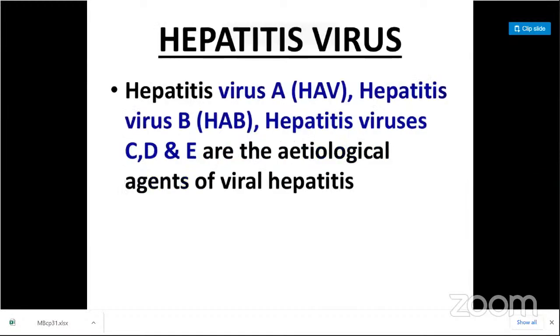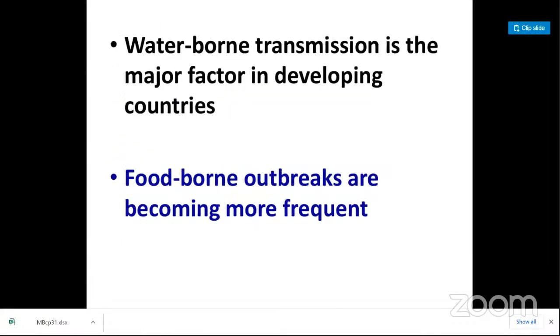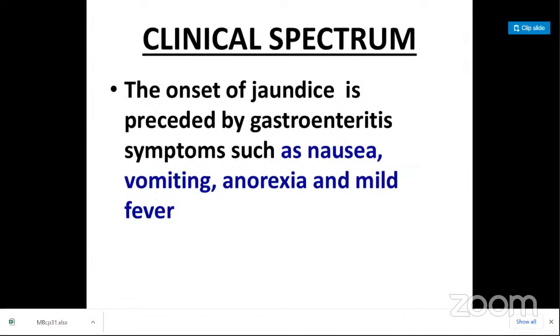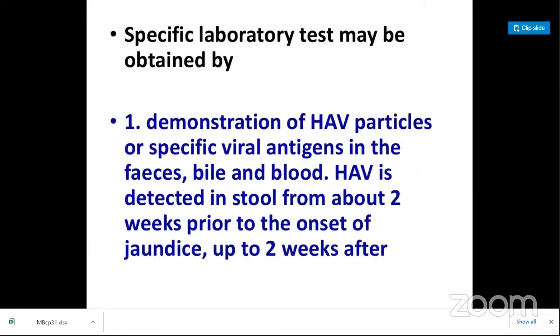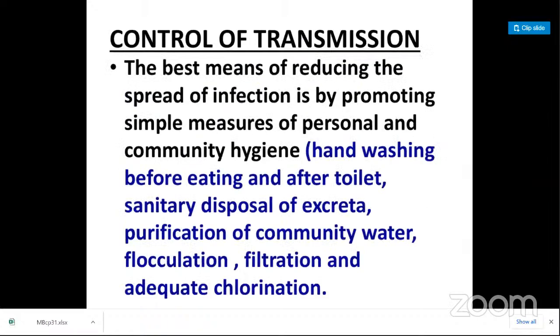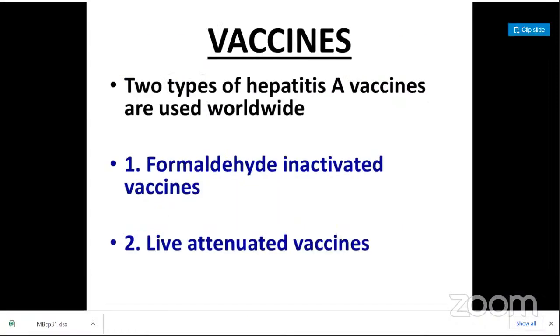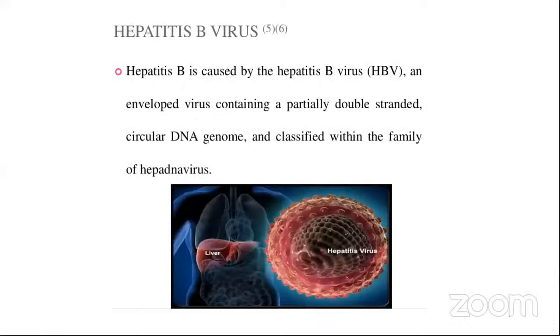Then we studied viral hepatitis, that is hepatitis A. We understood the structure and basic features of the hepatitis A virus, how it is transmitted, its incubation period, and its clinical symptoms. We also studied how to diagnose it, prevention measures, and the control of transmission. We studied the vaccines available for hepatitis A, and found that live attenuated vaccines and other vaccines are very valuable for controlling hepatitis A. Like hepatitis A, another very important viral disease is hepatitis B.